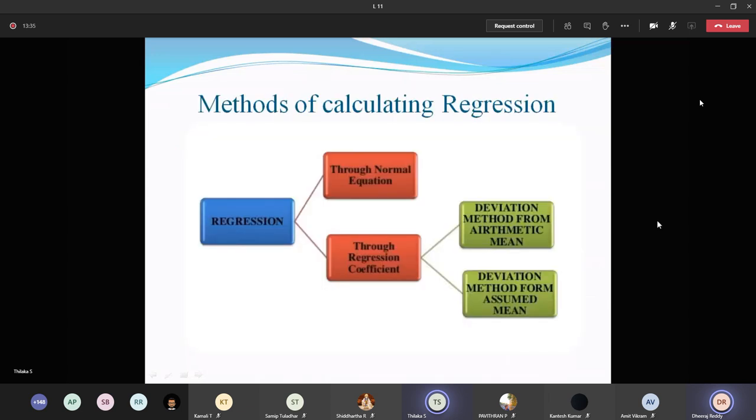Okay, so the second topic is methods of calculating the regression analysis. We can use two methods. One is using the normal equation. The second one is through the regression coefficient.